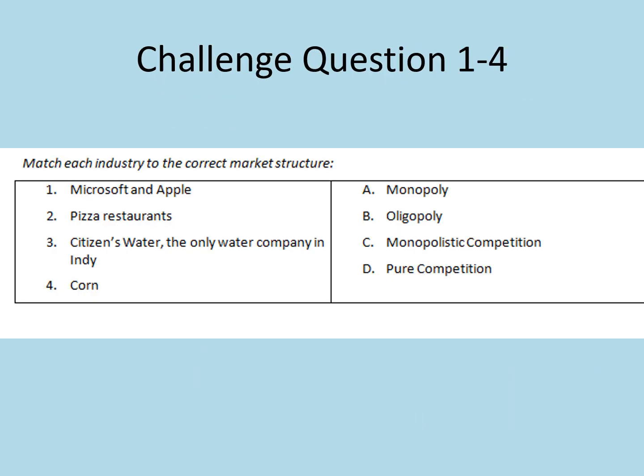So if you look at these sample questions here, number 1, Microsoft and Apple, that's 2 sellers. That is an oligopoly. B, few sellers. Pizza restaurants, lots of them. They sell similar products like pizza, but not identical products. Mainly, like Pizza Hut has their pasta. Domino's has their subs. Papa John's has their chocolate chip cookie pizzas. So that would make them monopolistic competition.